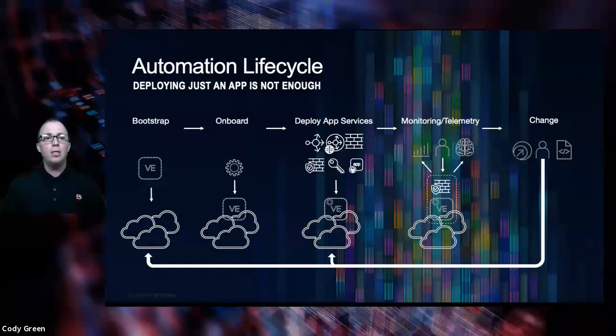So when we talk about automation, it's not enough just to automate the deployment of an application. We really want to look at the full life cycle of the app. And what do I mean by that? What we want to do is handle the bootstrapping and onboarding of the proxy, and then automating the deployment of an app, which is what most of y'all are after today.